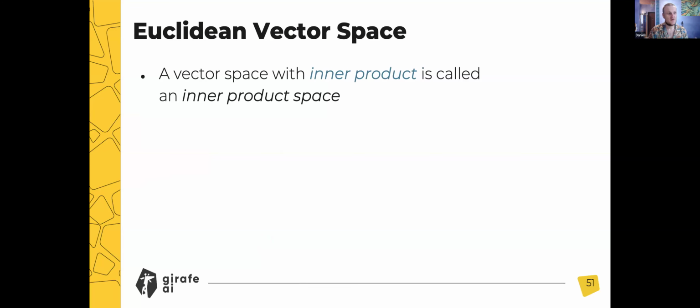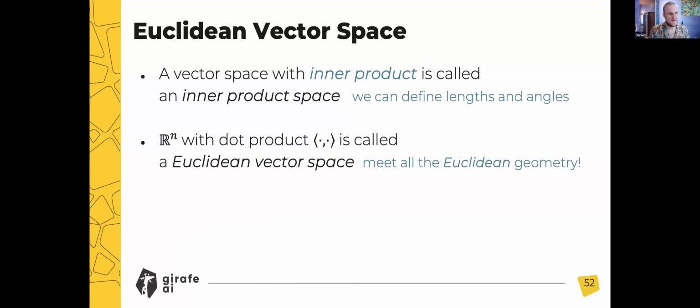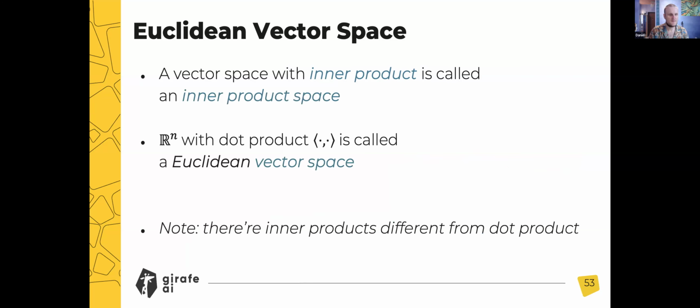A vector space which has an inner product is called, unsurprisingly, an inner product space. And why is it cool? Because finally we can properly define length and angles there. And if our inner product is a dot product, our space is called a Euclidean vector space. And all the glorious Euclidean geometry that we are familiar with can happen there. But you should also keep in mind that there are many inner products which are different from the dot product.